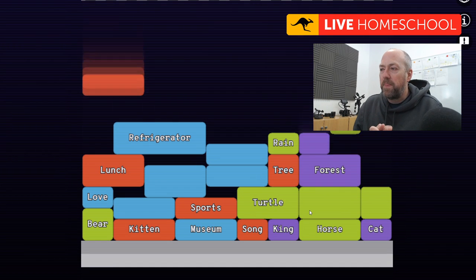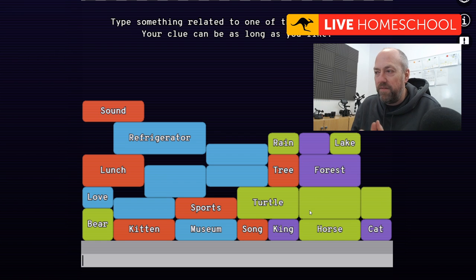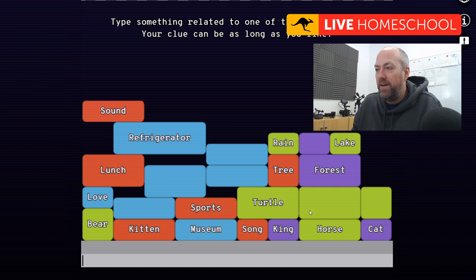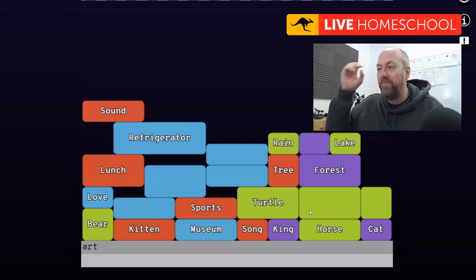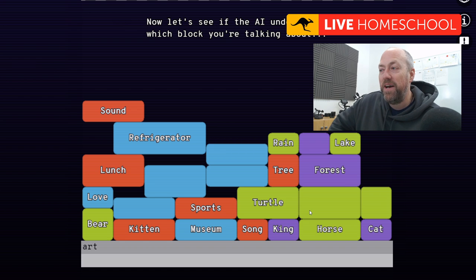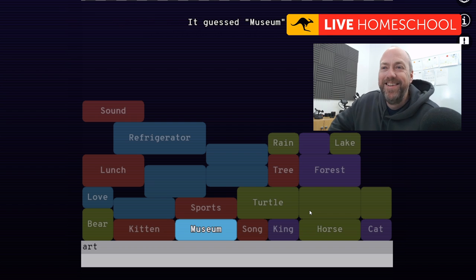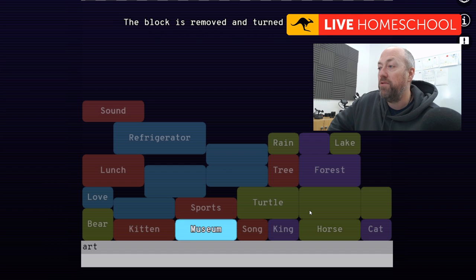So basically the objective is to type a word related to one of these words at the bottom. Okay. So for example, museum, I'm choosing museum. It's blue. A related word for me is art. And now let's see what happens. Art is related to horse. No, museum. Art is related to museum. So now, basically, that word museum will disappear and turn into points.